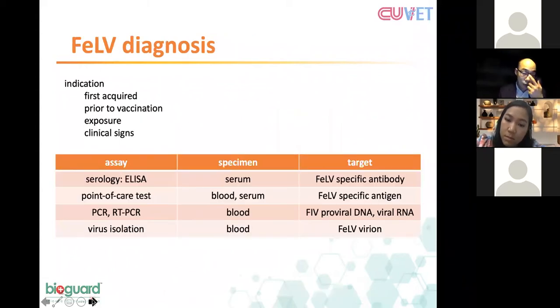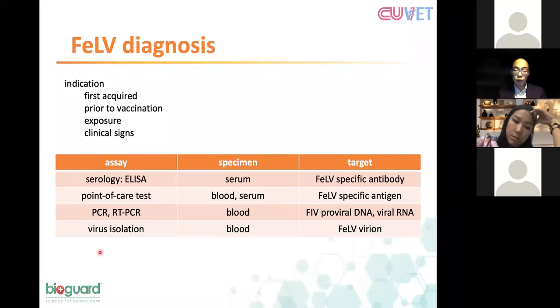So next, let's move to FeLV diagnosis. The indications for FeLV testing include when you first acquire a cat without any history. You must make sure that the cat is not infected with FeLV, whether it's for your household or for a shelter setting. The next indication is before you give the vaccine to cats. You must make sure the cat hasn't been infected with FeLV, because vaccination is only beneficial in naive cats.